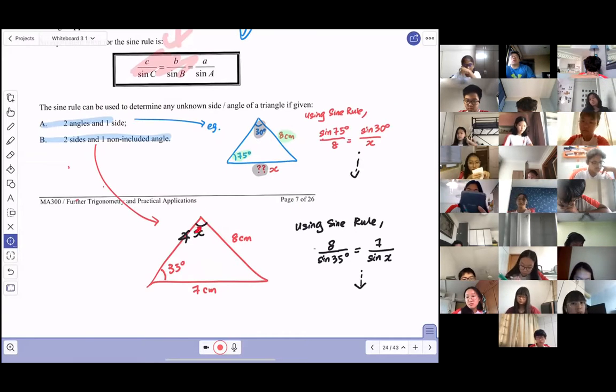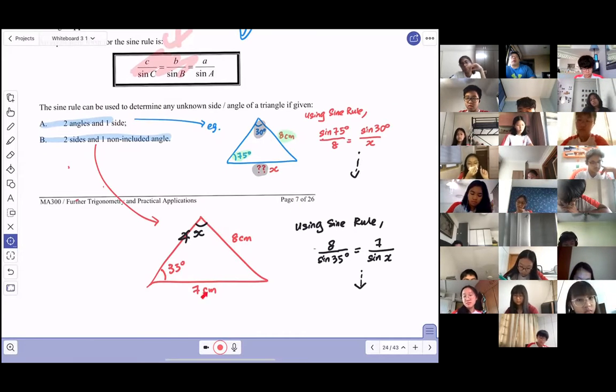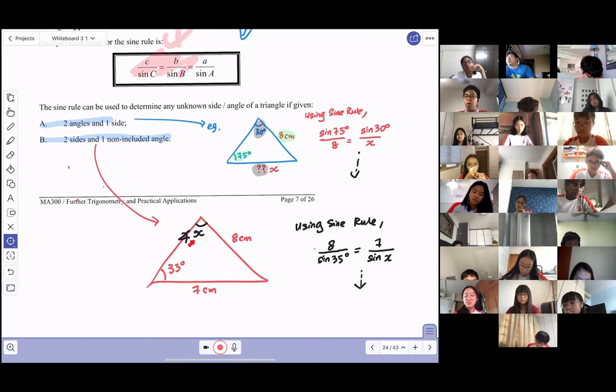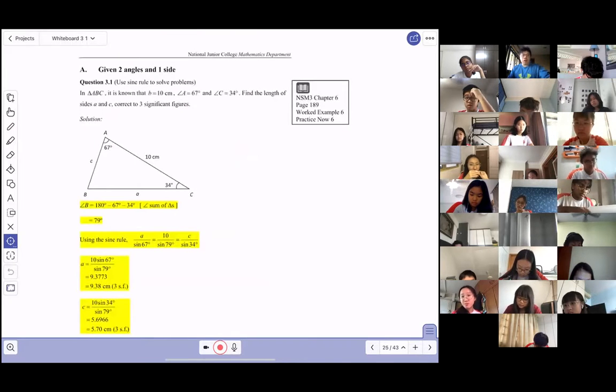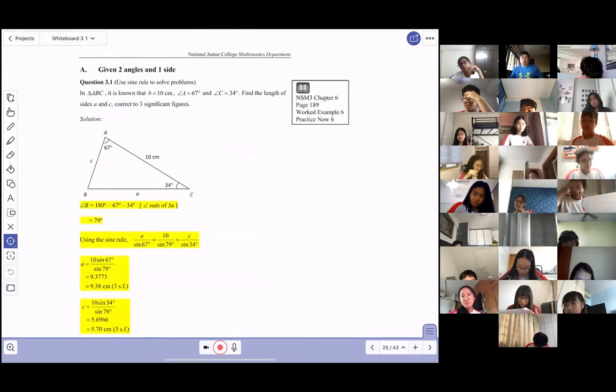So you notice for every angle, I always look at the paired side. Every angle, I look at the paired side. And I always try to apply the sine rule. Later on there will be a section where you do the cosine rule. Then with that we can look at question 3.1.